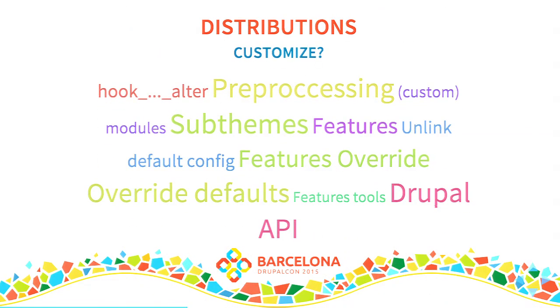Since we want the ERPAL platform to be customizable, we had to think about what options there are to customize a distribution. Most of them are very similar to customizing Drupal core. Whenever we build a site with Drupal core, we customize it. So we have the alter hooks, preprocessing, custom modules, themes, sub-themes, but we also have features and features overrides and stuff like this. That is actually recommended when building and customizing a distribution.